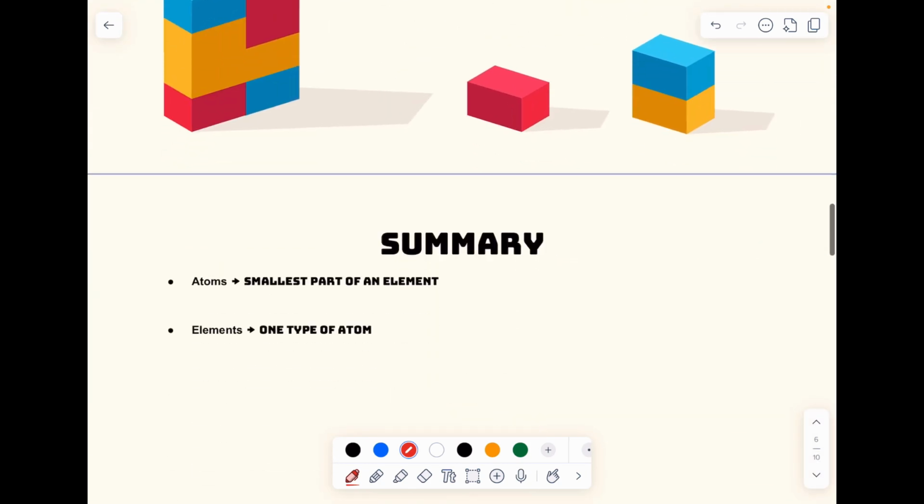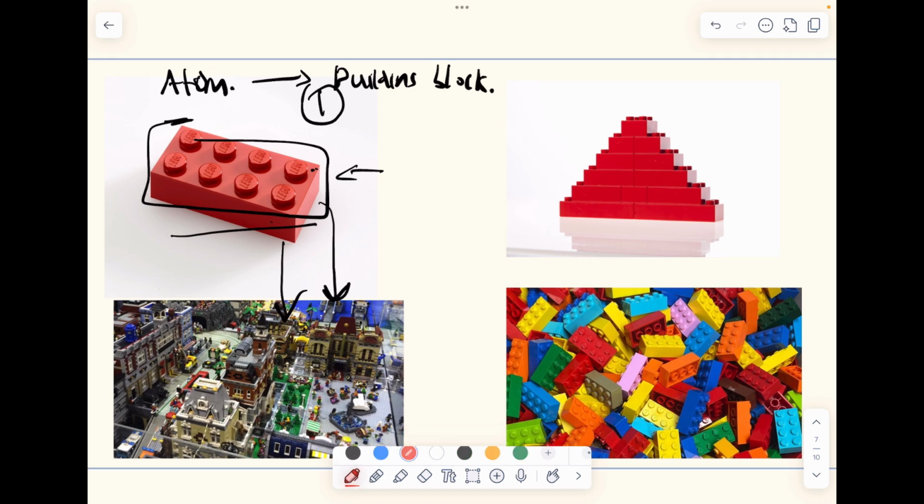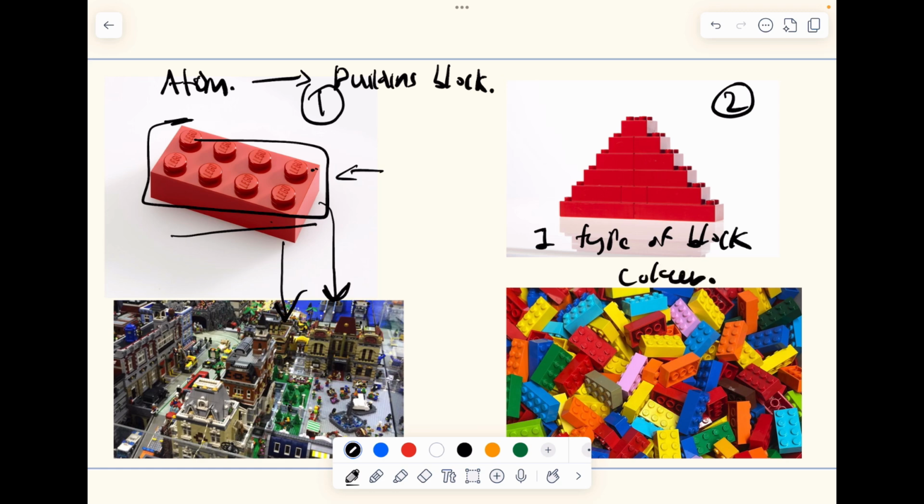Okay, so this links nicely with our analogy again, because look at this pyramid over here. This pyramid in picture number 2 is made up of one type of block color. Look, it's only made up of red bricks, because that's what an element is. It's only made up of one type of atom. We're not going to see yellow bricks, because that would mean we have two types of atoms. We're not going to see green bricks, because that would also mean we have two types of atoms, or in this case altogether 3 types of atoms. And remember, an element is one type of atom, so we're only going to see red blocks here.